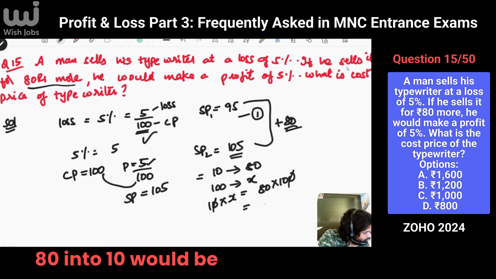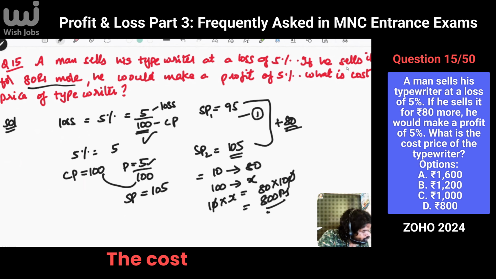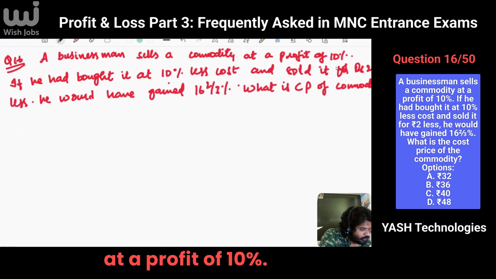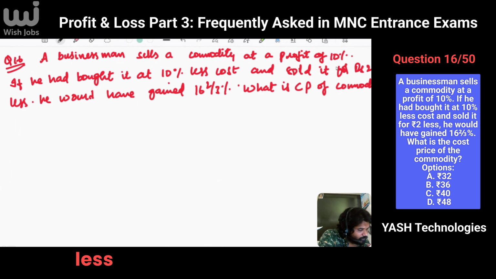80 into 10 would be 800 rupees. The cost price of the typewriter would be 800 rupees. A businessman sells a commodity at a profit of 10%. If he had bought it at 10% less cost and sold it for rupees 2 less, he would have gained 16 by 3 percentage. What is the cost price of the commodity?